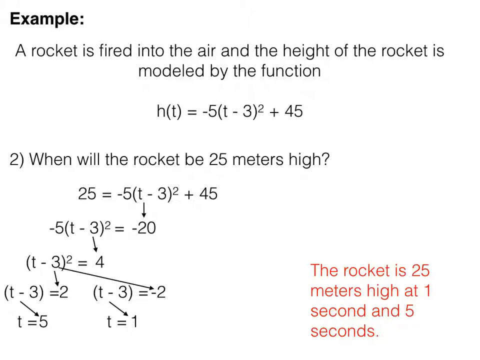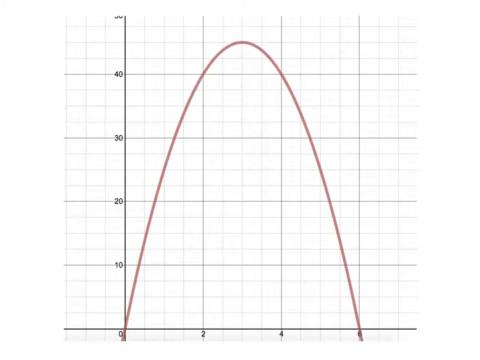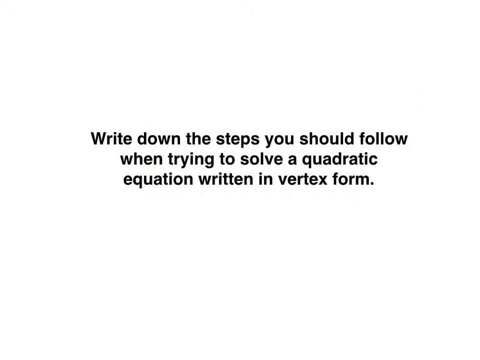Again, we can look at the graph. Where is 25 meters high? Right there. And where does that happen? Right there, which is at 1 second, and right there, which is at 5 seconds. So right now, you need to write down the steps that you should follow when trying to solve a quadratic equation written in Vertex form. Write down the rules in words.